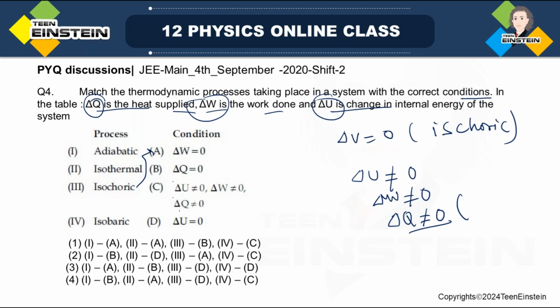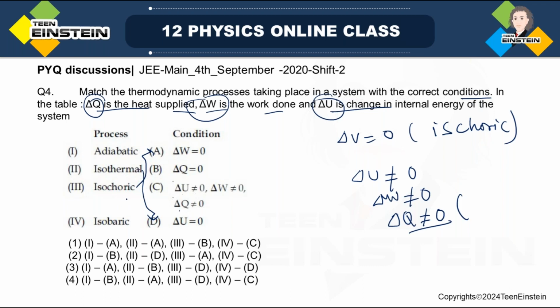So heat exchange will occur for isothermal process. In isothermal process, there is no change in the temperature, that means no change in the internal energy. So isothermal can be going to this. Isochoric process work done is 0. Isothermal process is done. Isobaric and adiabatic are remaining.